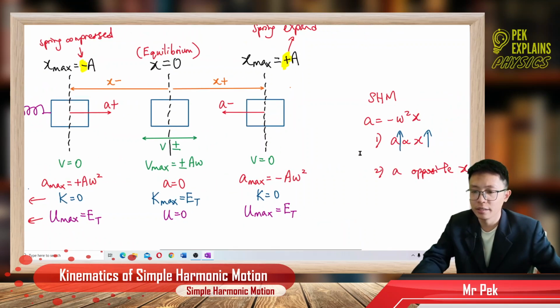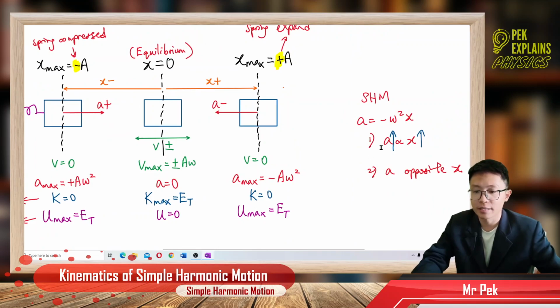Because acceleration depends on displacement. Acceleration is proportional to displacement. At equilibrium, displacement is 0, so acceleration is also 0. When displacement is maximum, acceleration is also maximum, which is A omega square. Depending on this formula, a equals negative omega square x, acceleration is proportional to x. So when x is maximum at amplitude, acceleration is also maximum.